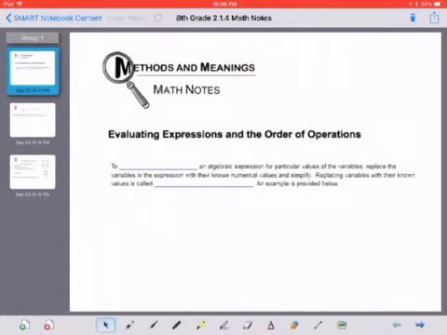The math notes for section 214 on evaluating expressions and the order of operations. So, to evaluate an algebraic expression for particular values of the variable, replace the variables in the expression with their known numeral value and simplify. Replacing variables with their known values is called substitution.